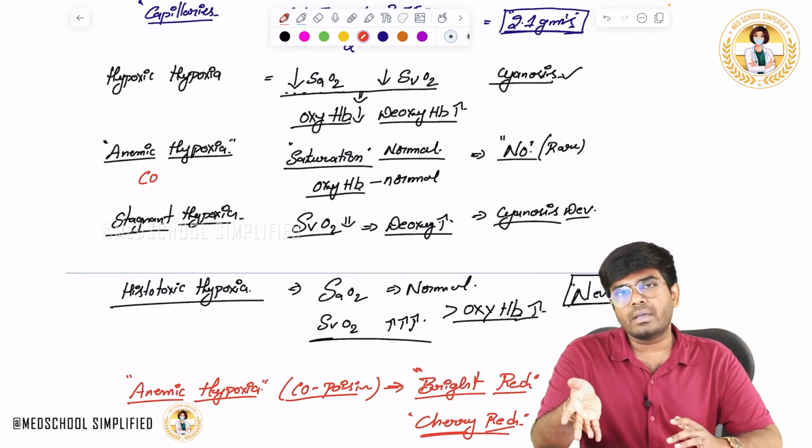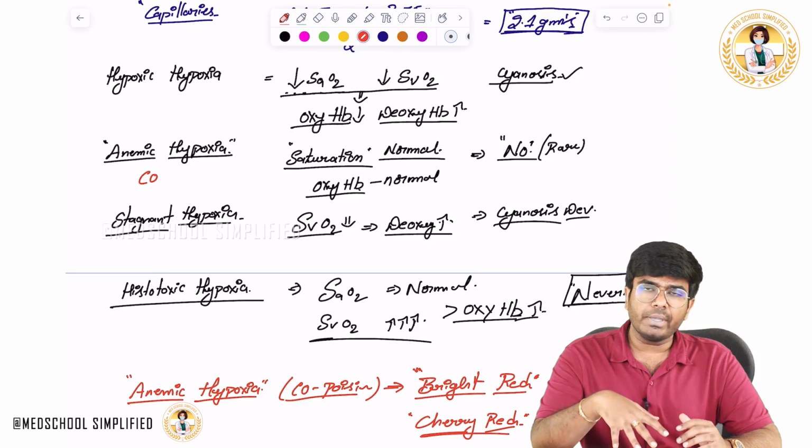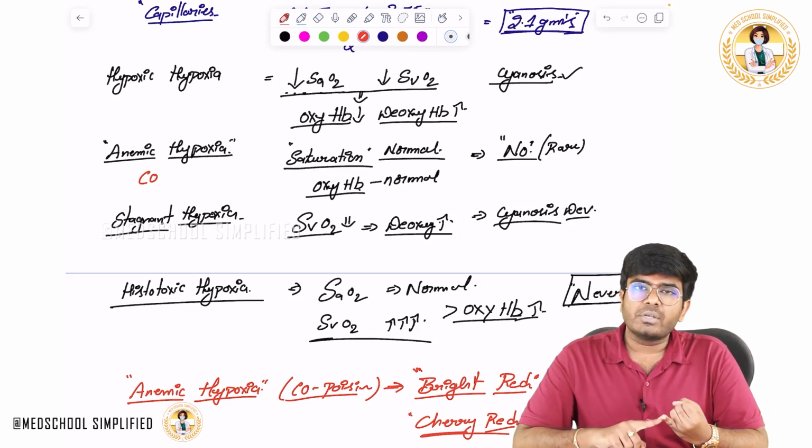So these are the different types of hypoxia and how cyanosis is going to be seen in a hypoxic condition, whether the cyanosis is going to be present or not. With this we have completed the topic of hypoxia as well as cyanosis.